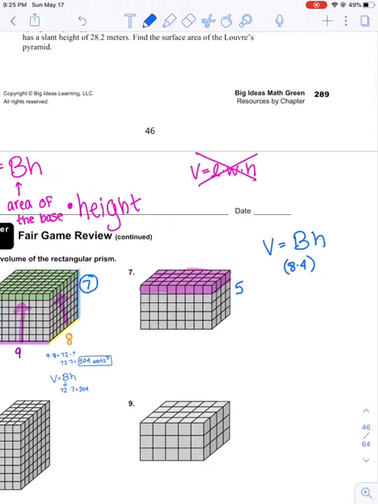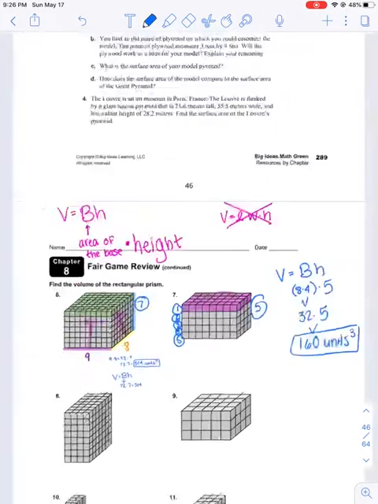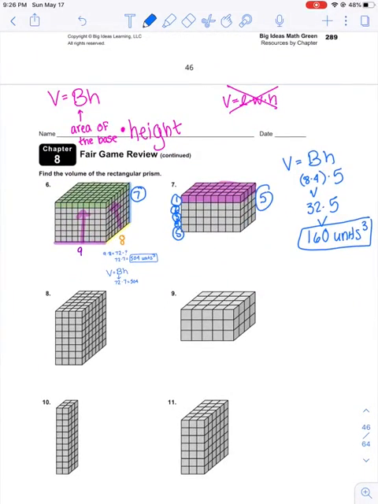And then the number of times this top layer repeats is 1, 2, 3, 4, 5, or this 5 right here. So 8 by 4, 32 cubes repeats 5 times in the shape. 32 times 5 is 160, and then we're going to write units cubed. Okay, pause the video and see if you could find number 8 all by yourself. Unpause when you're ready to go over it.